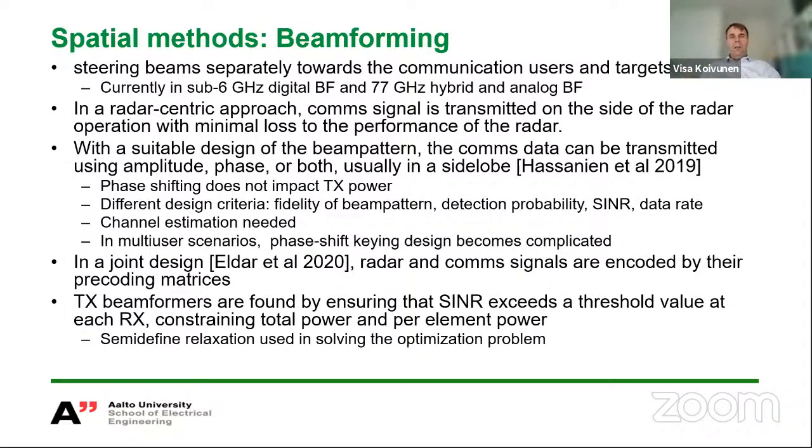If you have multiple users in the system, then of course this phase shifting type of design is complicated and harder to come up with. And there are also joint designs by Yonina Eldar and her team, where you do a kind of precoding of the radar and communication signals, and you do these transmit beamformers in order to ensure that the signal to interference plus noise ratio exceeds a certain threshold value at each receiver. And then you can impose total power constraints as well as per element constraints for your multi-antenna system.